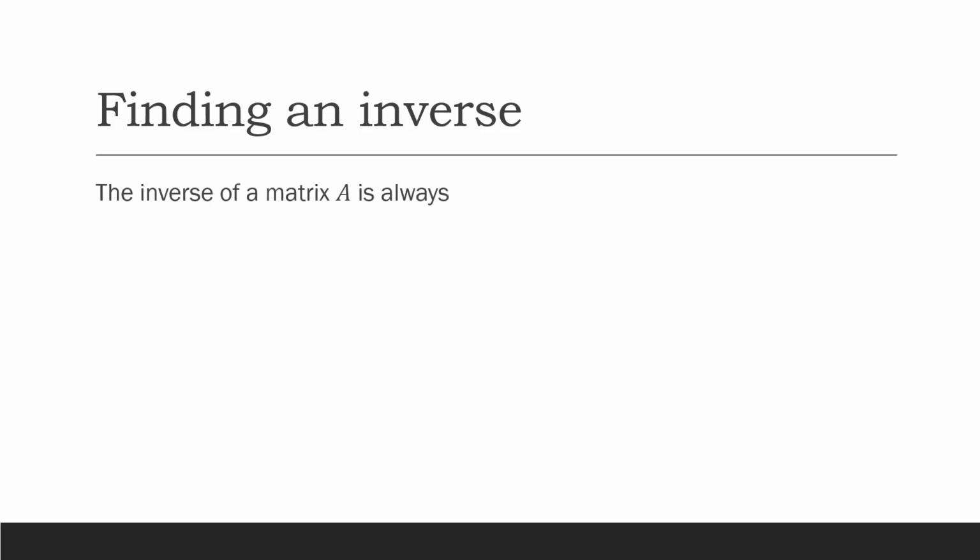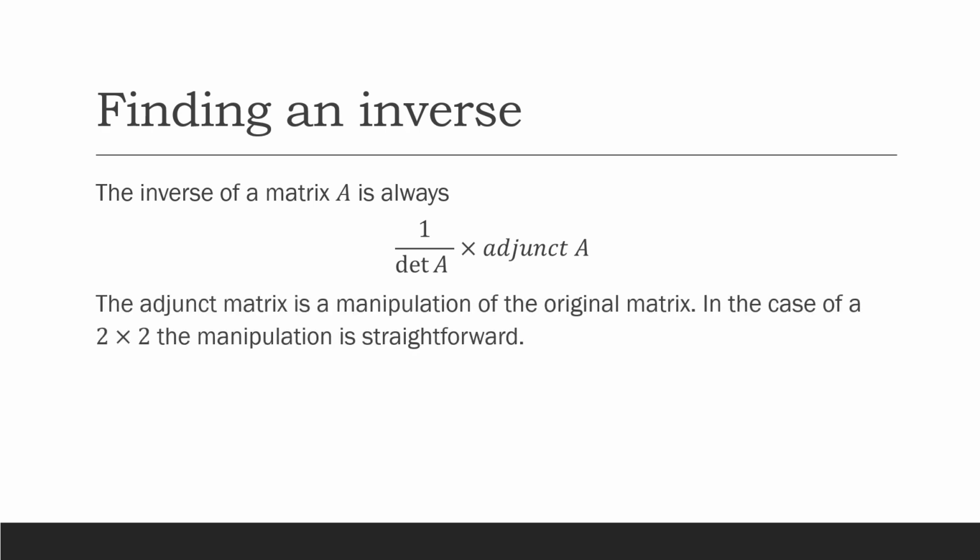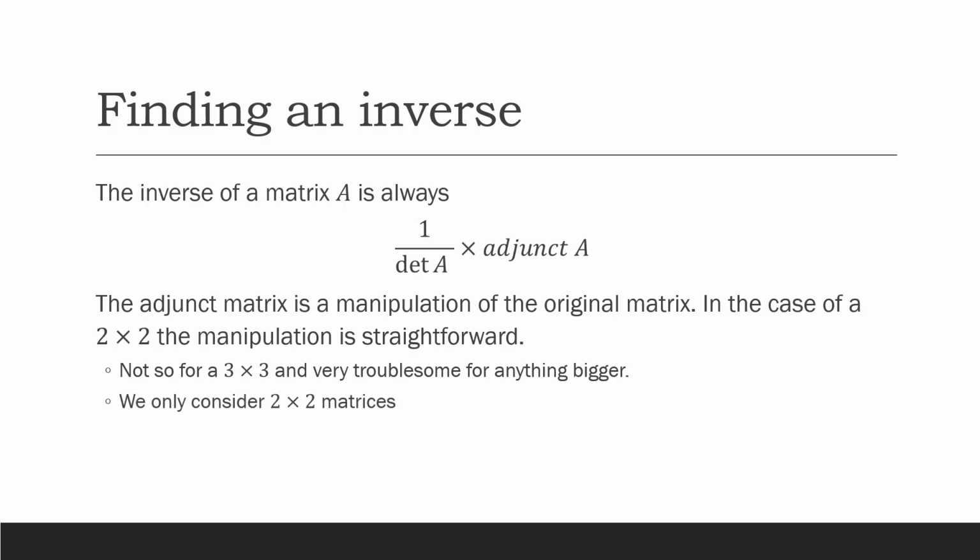So it's always something like this. The inverse of a matrix, no matter what the size is, is 1 over the determinant times what we call the adjunct. And the adjunct depends on the size of the matrix. For a 2 by 2, it's quite straightforward. It's not for a 3 by 3. It really is a pain for a 3 by 3. So at this stage, we're only going to consider 2 by 2. As I said, unfortunately, we're going to have to deal with finding 3 by 3s.